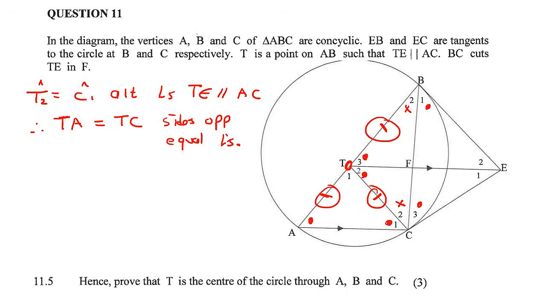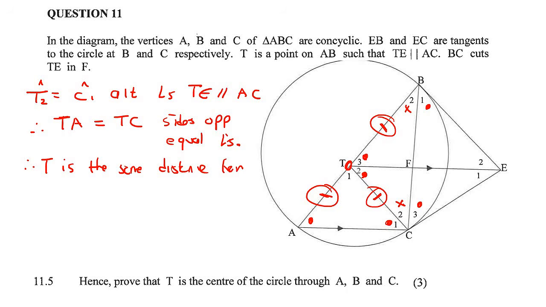We can see that the point T is the same length from A, same length from C, and the same length from B. So then we can say, therefore, T is the same distance from A, B, and C. Therefore, T is the center of the circle.